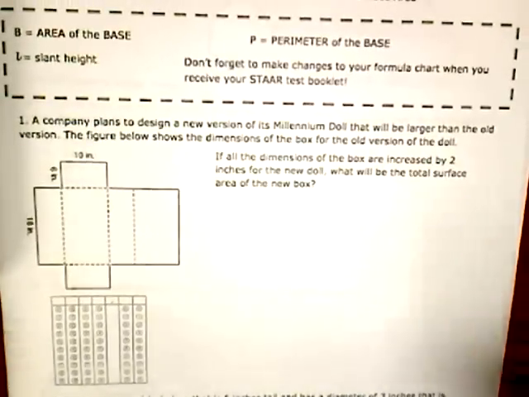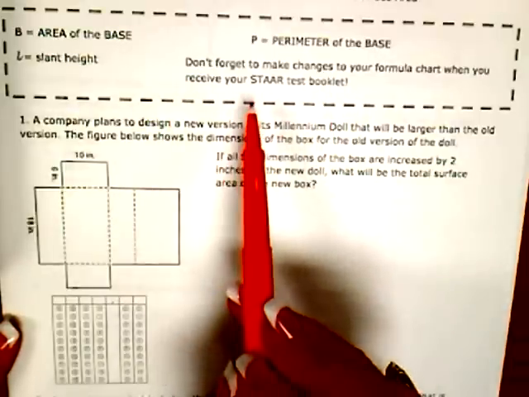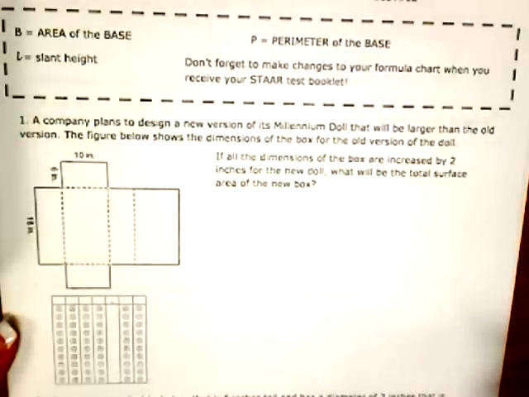And you'll notice up here in the box we have a few of the reminders here, and it says don't forget to make changes to your formula chart when you get your STAAR test booklet. So on Tuesday when you get your STAAR test booklet, the first thing you need to do is go and look at your formula chart and make some of those adjustments on there so that you remember what big B and big P mean.